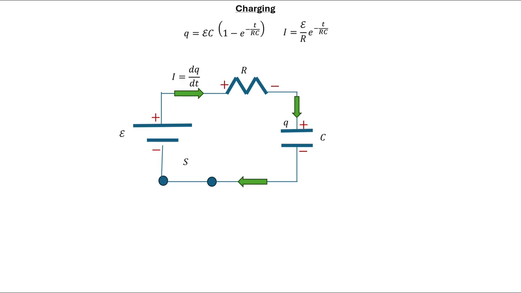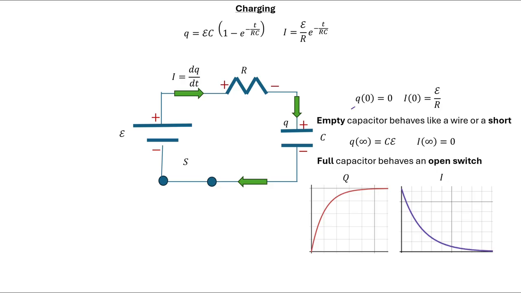Is that consistent with what we guessed? Well, let's see. We said that q of 0 should equal 0. Well, if I plug in t equals 0, then this term is a 1. If that's a 1, then this is 1 minus 1 or 0. So this checks. At infinity, if I plug in t equals infinity, then this last term is a 0, and then I just end up with this. So this also checks. Meanwhile, for the current, if I plug in 0, that's just a 1, so that checks. And if I plug in infinity, I get 0. So this checks.